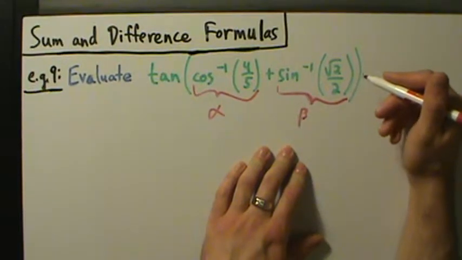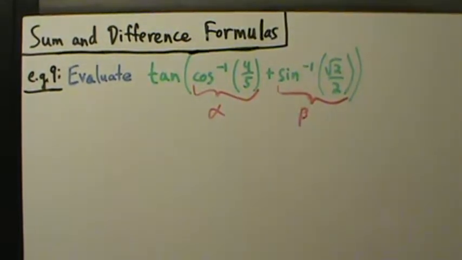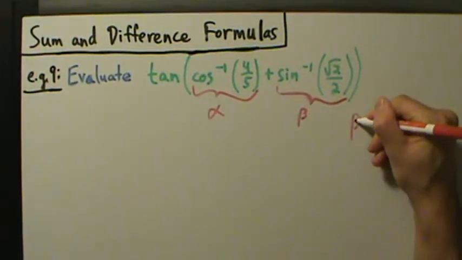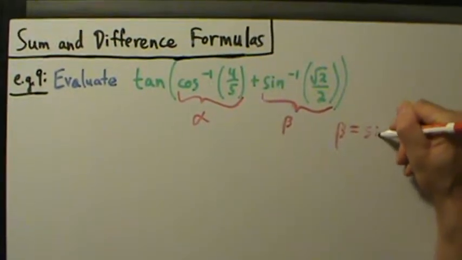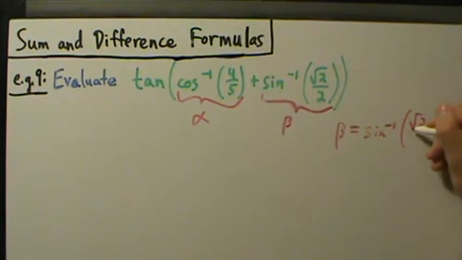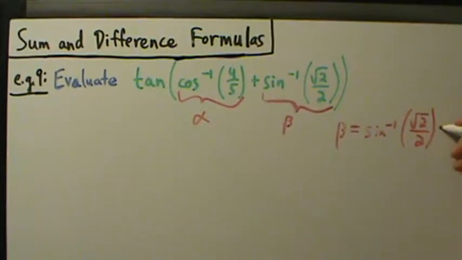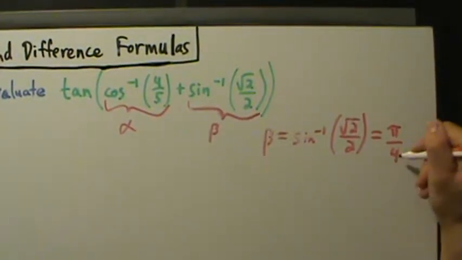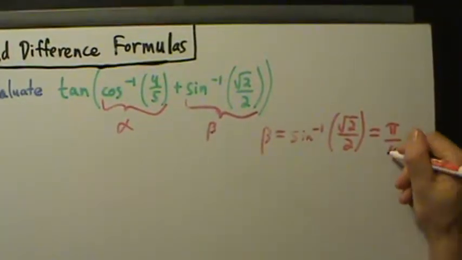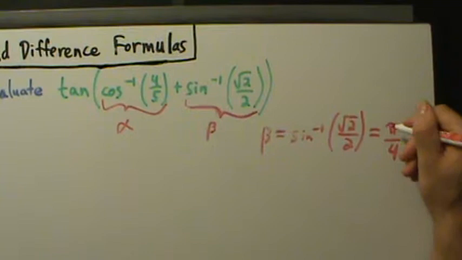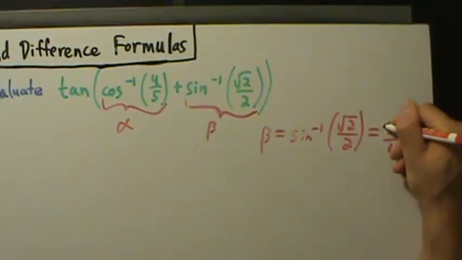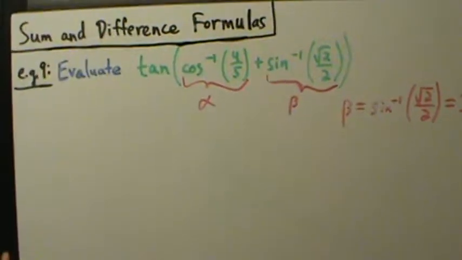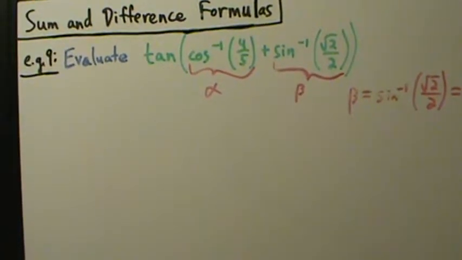So we know that the inverse sine, so actually what we can say right now, right away, is beta, which we just set to be the inverse sine of root 2 over 2, that equals pi over 4. Okay. So that's pi over 4. Okay, so then actually the problem simplifies a little bit.